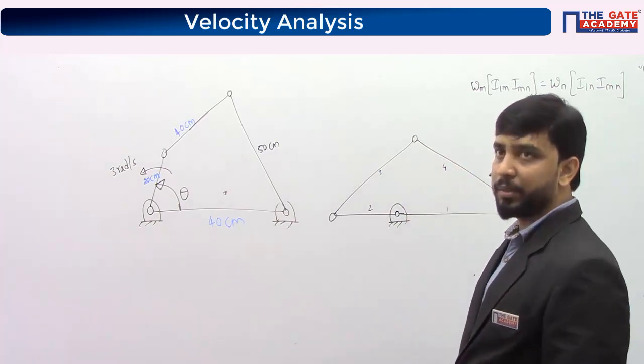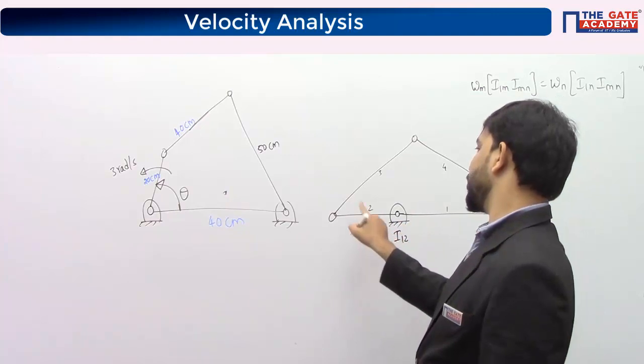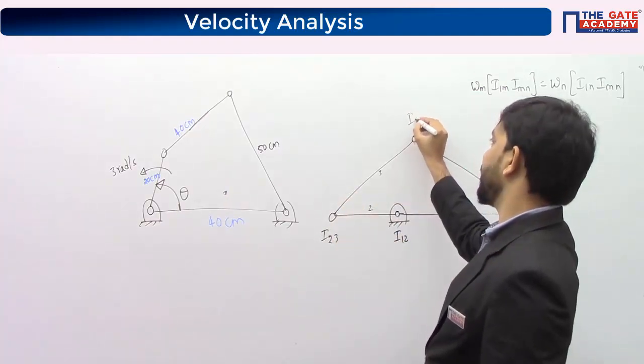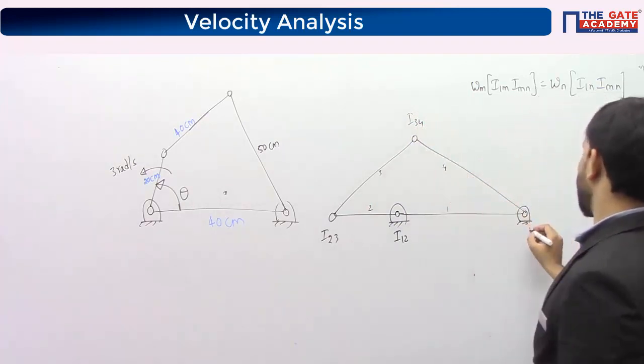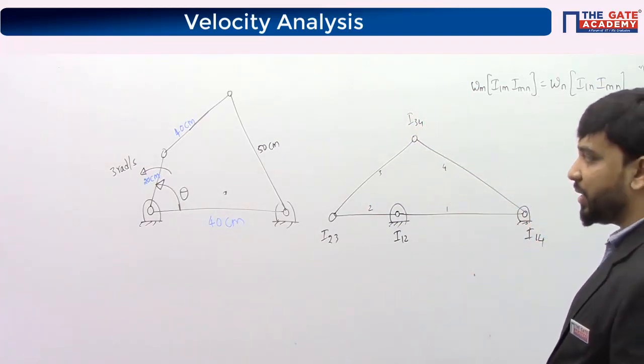These are 4 links. Try to look at the eye centers. 1 and 2 are connected by a turning pair here. 2 and 3 are connected by a turning pair here. 3 and 4 are connected by a turning pair here. I34 lies here. 1 and 4 are connected by a turning pair here. I14 lies here. Now I want to look at the remaining instantaneous centers.